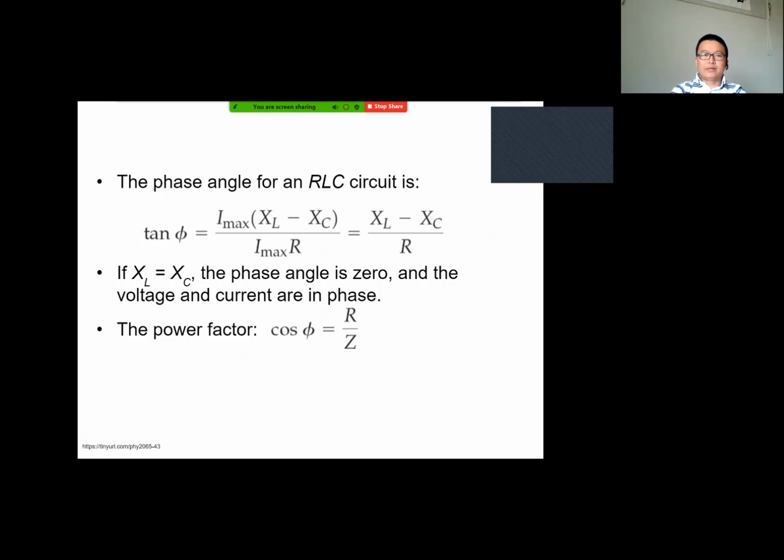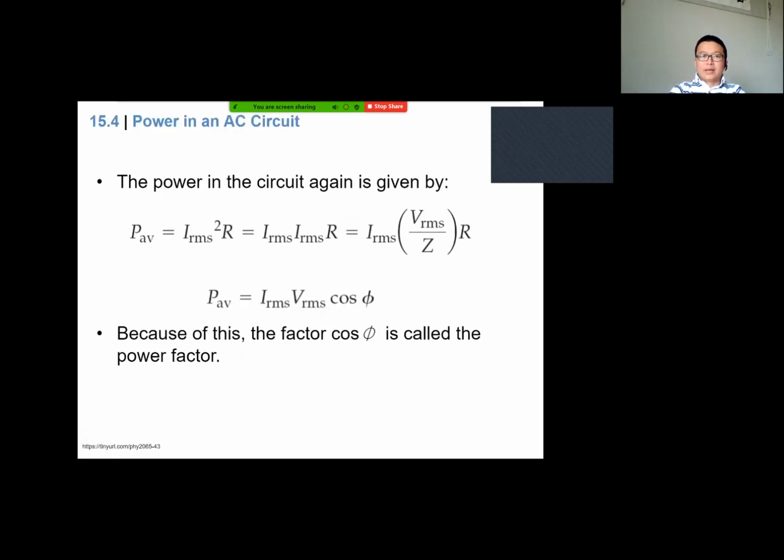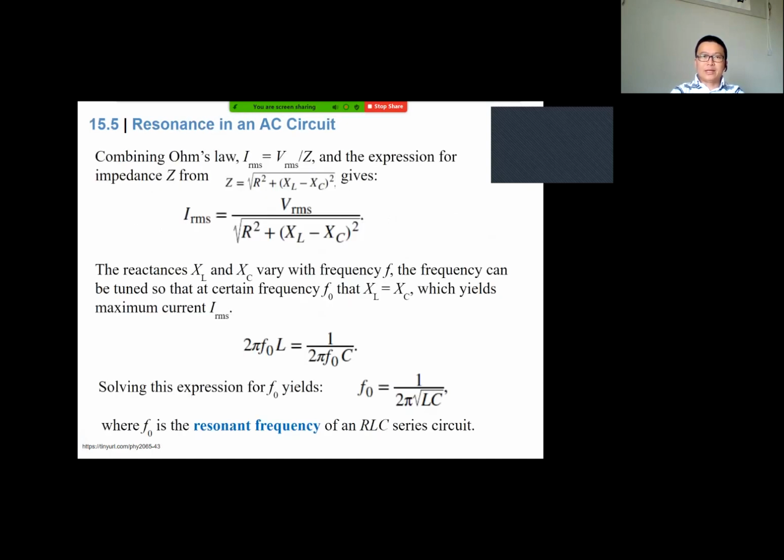And then again, you can similarly calculate the power factor here. So it's again R over Z. Okay, so in all these scenarios, if you have an RC circuit, RL circuit, or an RLC circuit, it's going to be R divided by the total impedance Z. All right, so that's the power factor, called cosine phi. I think we have mentioned that.